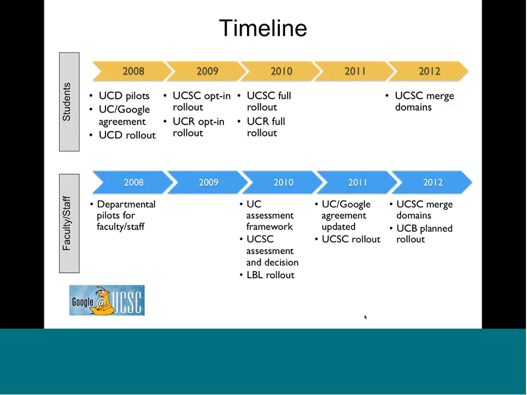You can see that 2011 was the year that we updated the agreement, and that's what really enabled us to roll out to our faculty and staff in November. And here in early 2012, we merged our students into that domain. So they moved from slugmail into the ucsc.edu domain. And we think that we'll be able to more fully realize the collaboration that we look for between faculty, staff, and students. And then finally, you'll see that UC Berkeley also announced their intention to go to Google in 2012.